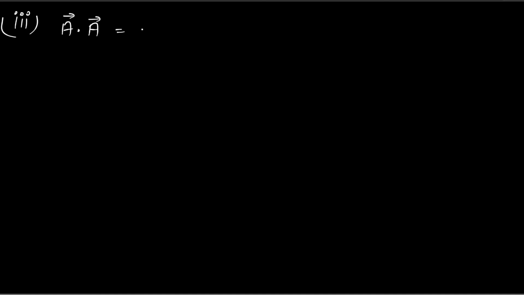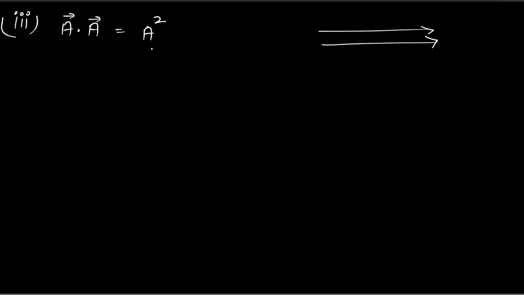A dot A is nothing but A square, because the angle between the same vector is 0. Yes, cos 0 becomes 1, and then it comes out to be A square. You can also find the magnitude of the A from this.